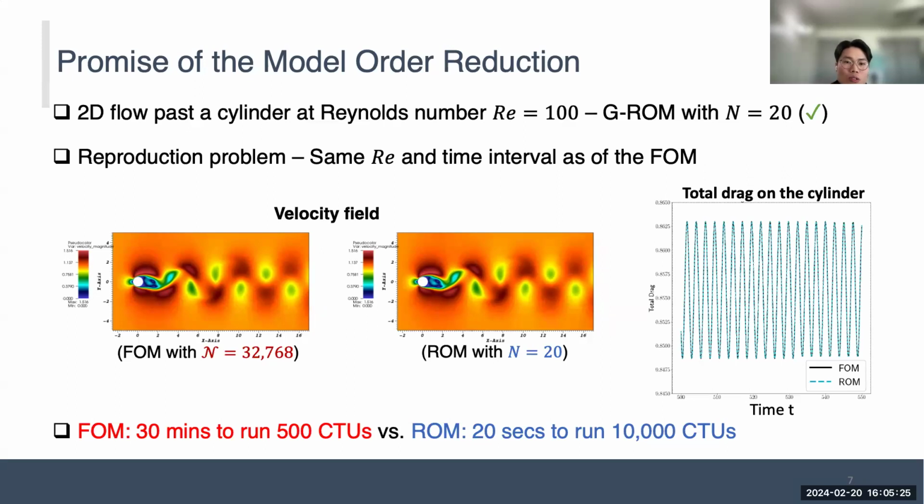And we see that with 20 modes, it's able to reconstruct the velocity field and the total drag on the cylinder. And more importantly, in terms of the solve time, you see a huge difference. The full order model requires 30 minutes to run 500 convective time units, whereas the reduced order model with 20 modes takes 20 seconds to run 10,000 convective time units.